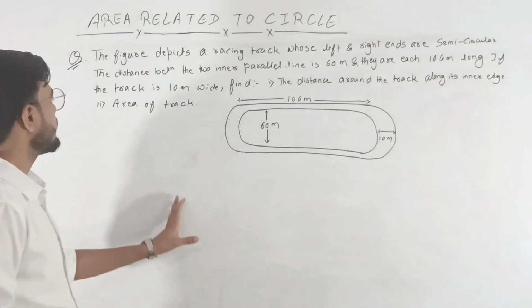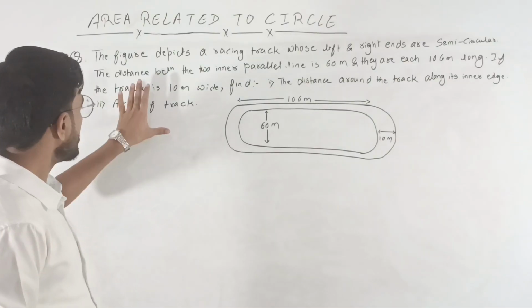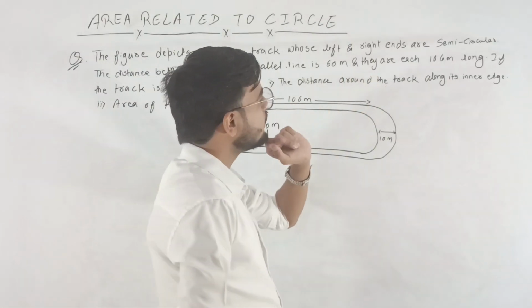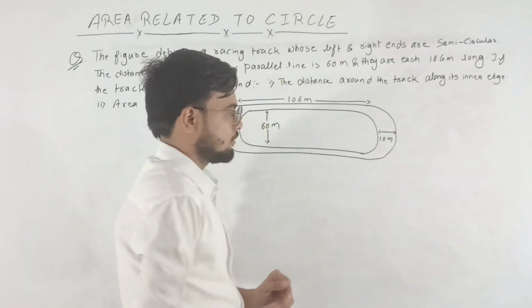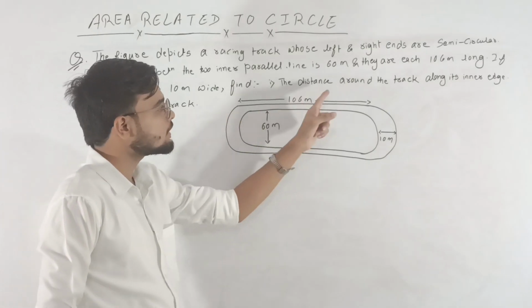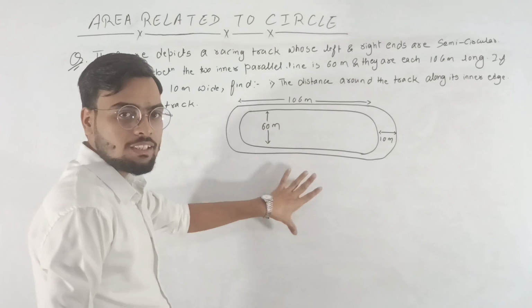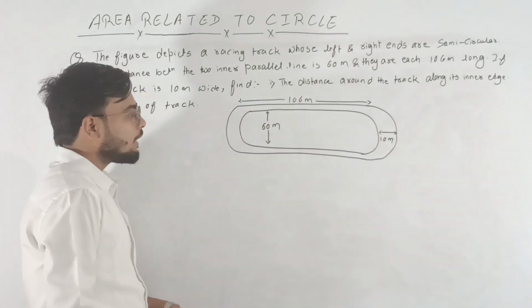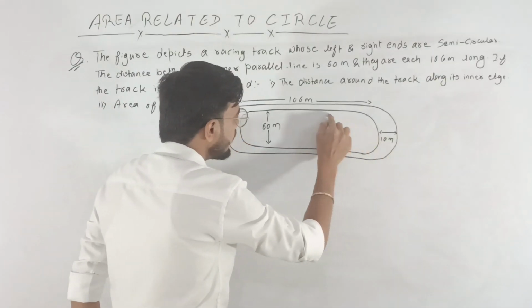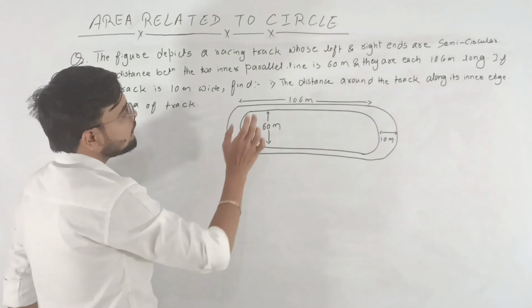The question is: the figure describes a racing track going left and right inside semicircular. The distance between the two inner parallel lines is 60 meter and they are each 106 meter long. If the track is 10 meter wide, then find first the distance around the track along its inner edge, and second the area of the track. So look here, this is a racing track. The question says that we have to find the length of this inner side, this boundary, and second we have to find the area of the track.